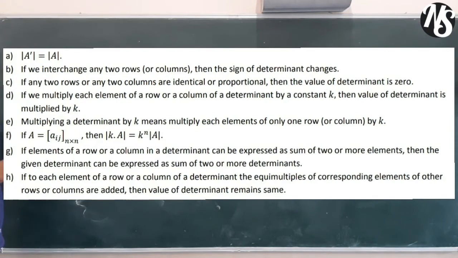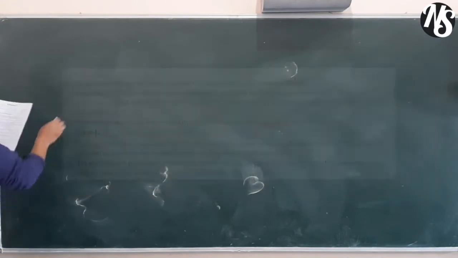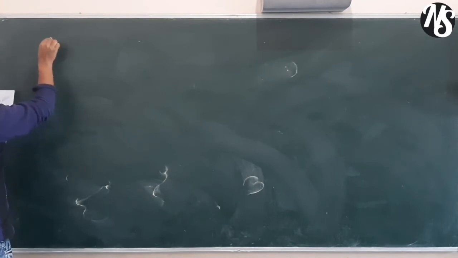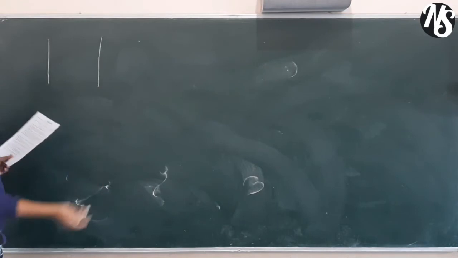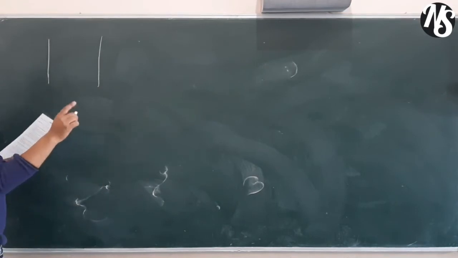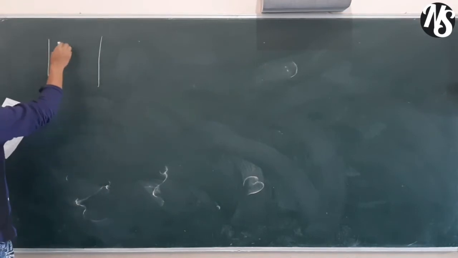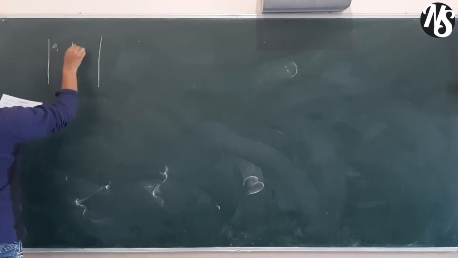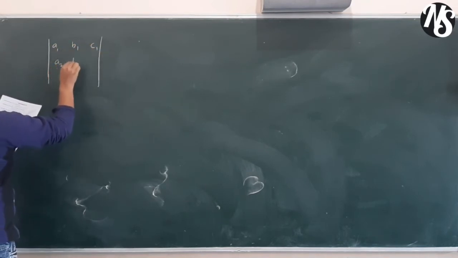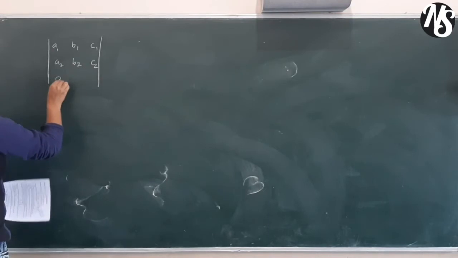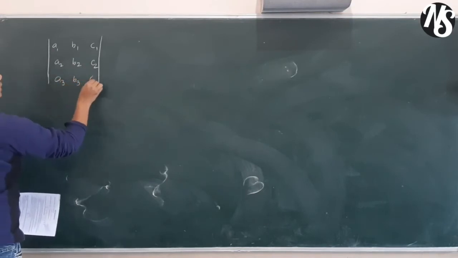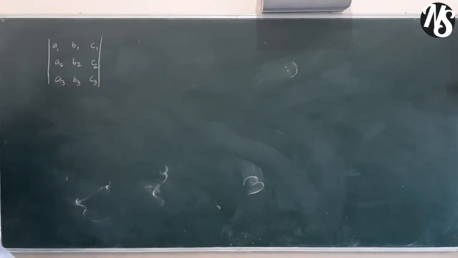Okay, so this means, see, the thing is very simple. There's a determinant, let's say this one. If I multiply one row, it can be anything. So we have a1, b1, c1, a2, b2, c2, a3, b3, c3. Let's say that there is this determinant.